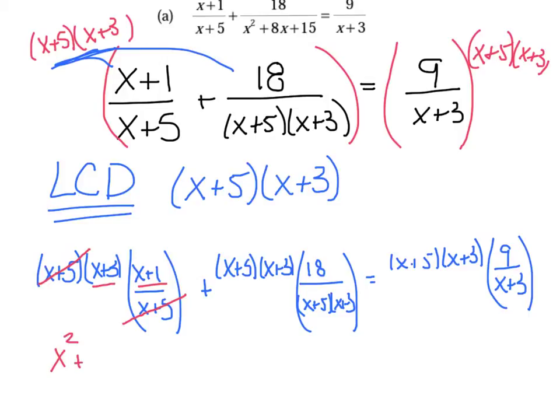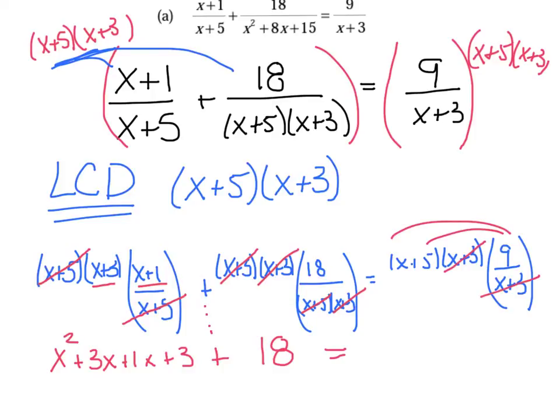So that's x squared plus 3x plus 1x plus 3. Okay, then I'm just going to carry this plus sign down. Look at the beauty here. We clear the x plus 5s and we clear the x plus 3s, so I'm left with just the number 18 equals. On this side, we'll clear the x plus 3, so again, no fraction, and I'll have to distribute that 9. So I'm going to say 9x plus 45.